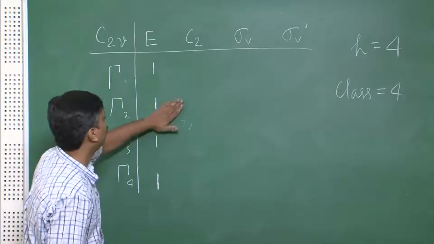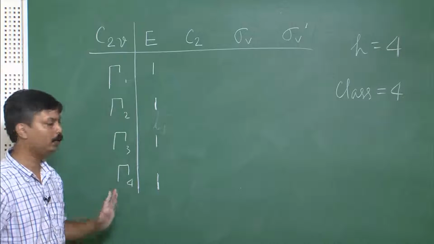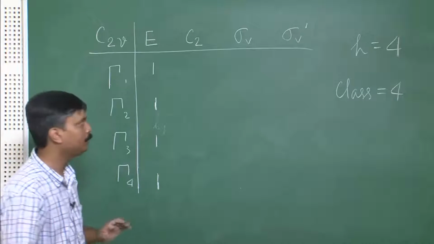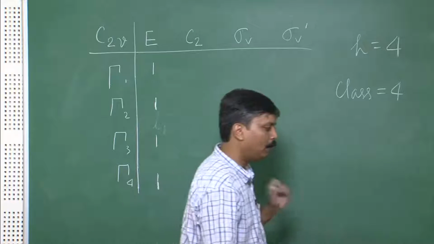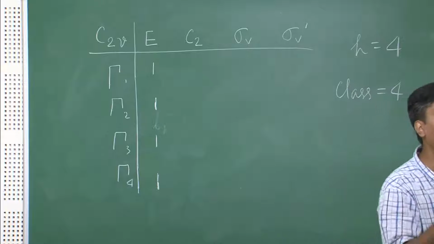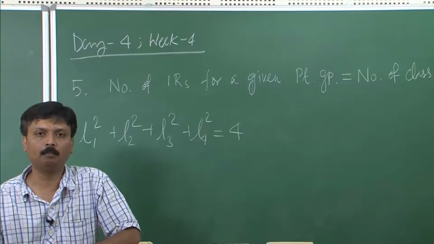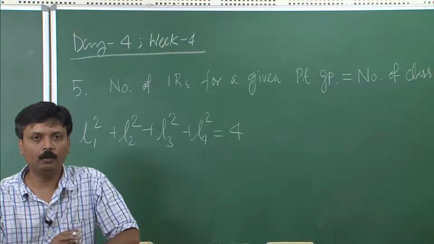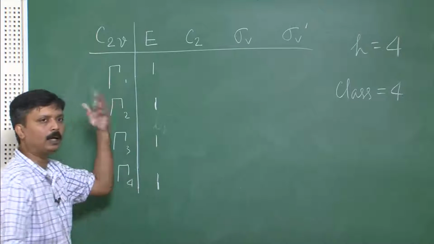So, we got 4 numbers here, corresponding to 4 irreducible representations, and all of them are one dimensional representations. Now, a one dimensional representation means only one number in the matrix. So, you can easily figure out that there is no possibility of having any number other than 1. So, either that will be plus 1 or minus 1.